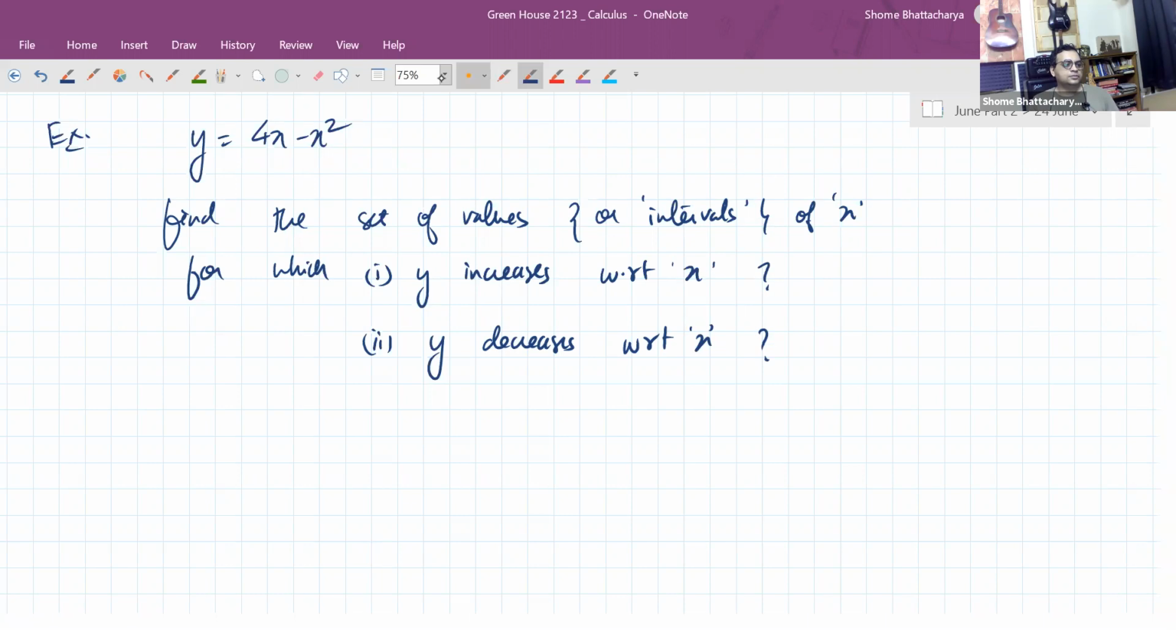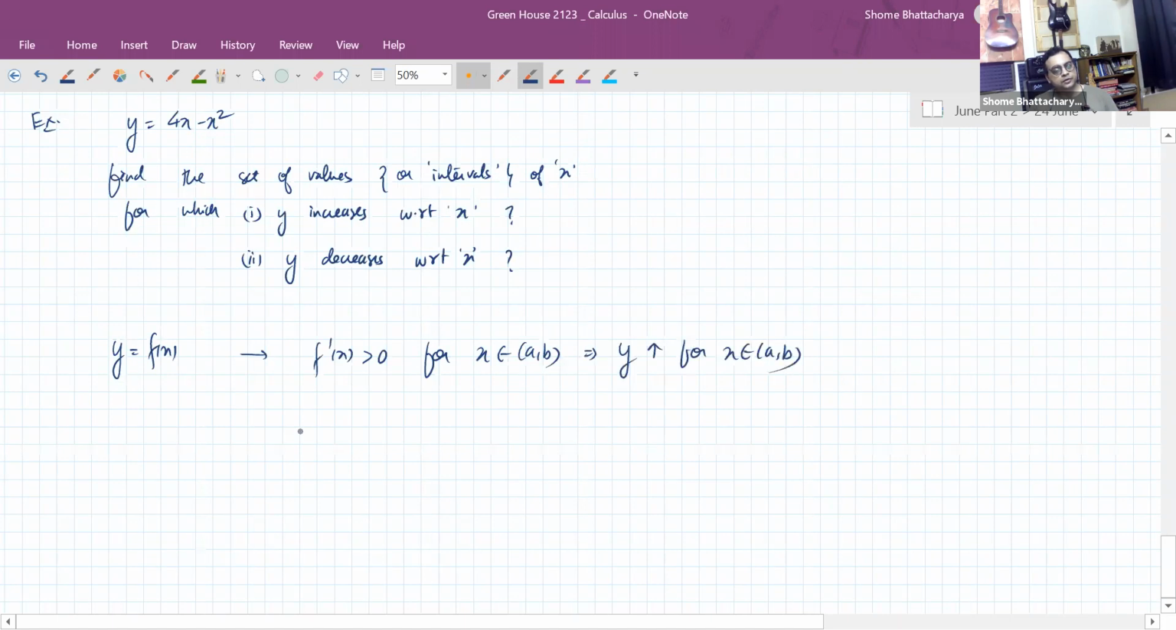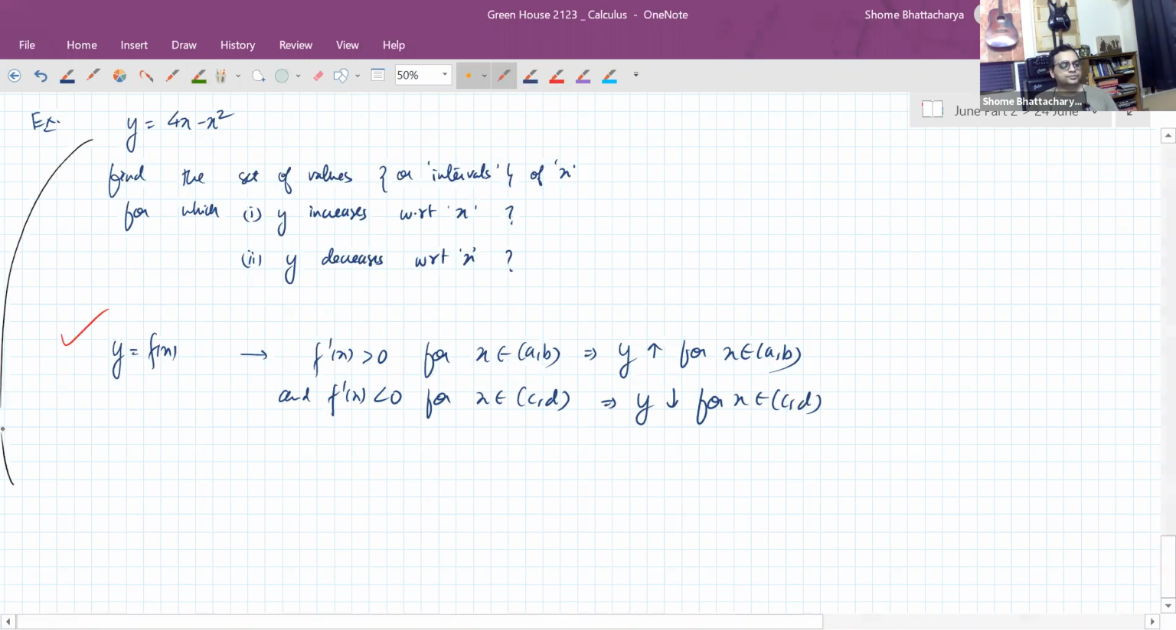So basically we have to just interpret it in such a way, it's very simple, that y is some kind of function of x here. So f prime x is positive for a certain interval, let's say. That means y increases for that same interval. And f prime x is negative for a certain interval, let's say c to d, whatever. That means y is decreasing for that particular interval. So just in the language of calculus, the meaning of the question becomes this. So this is what we have to do here.